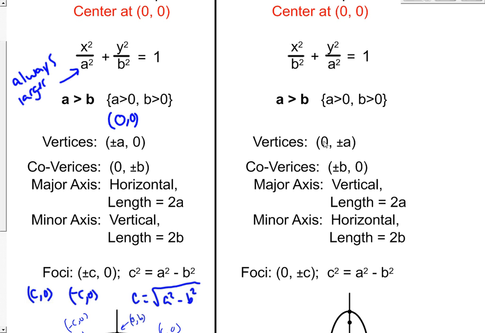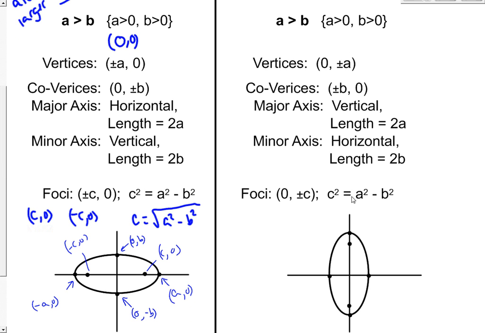So the vertices would be 0, and a goes up and down. So positive and negative a for your y value. Co-vertices, the shorter length, is going to be sideways when you're talking about a vertical ellipse. So you're going to have positive, negative b comma 0. Your major axis is going to go just like the ellipse, vertical. So you have vertical, and that length is your 2a. Your minor axis is opposite, so horizontal, and that length is 2b.